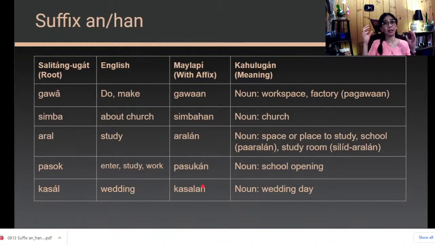Another sentence, pasukan ng mga bata, children, sa school. So you're referring to the time, pasukan sa eskwela. Good? I got that. And study. Pasukan sa trabaho. Lunes na naman, pasukan na sa trabaho. It's Monday again. I'm going to work again. That's one example. Yes, pasukan sa trabaho.